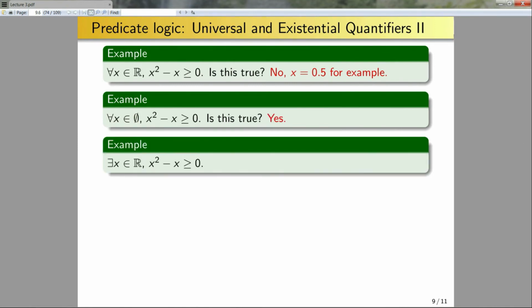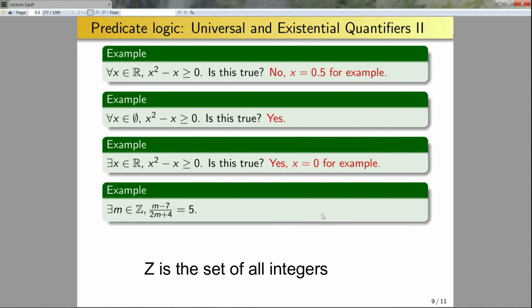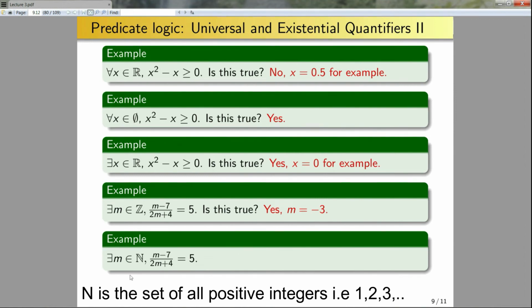How about this one? There exists an x in R such that x squared minus x is greater than or equal to 0. Is this true? Well, yeah, there's lots of values of x, so x is equal to 0 would be one example. How about this one? There exists an m in Z such that (m minus 7) divided by (2m plus 4) is equal to 5. Is this true? Well, if I wanted to show this is true, I'd have to solve for m. A good exercise would be to pause the video and solve that for m. And you find, yes, m is equal to minus 3 is an integer such that this statement holds. One more example. For all m in the natural numbers, (m minus 7) divided by (2m plus 4) is equal to 5. That's a statement. Is this true? Well, no, because the only solution to this equation is minus 3.